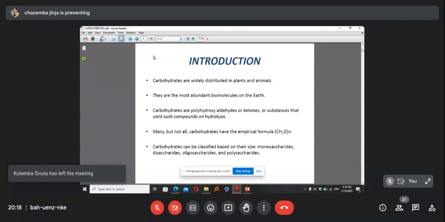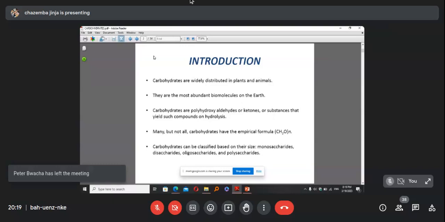Aldehydes imply that the carboxyl group, the C double bond O group, is on the first carbon in the long carbohydrate chain. Then the ketones imply that it can be on any other carbon, other than the first carbon. It can be on carbon number 2, carbon number 3, carbon number 4. So long as it's not on carbon number 1, it falls in the functional group of ketones.